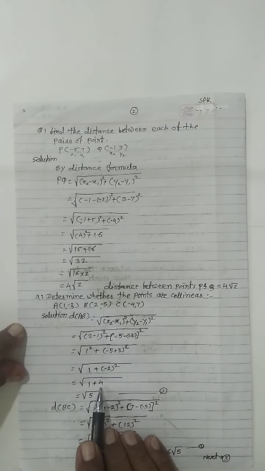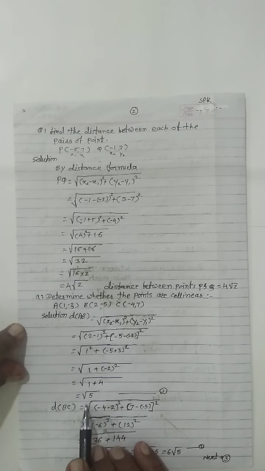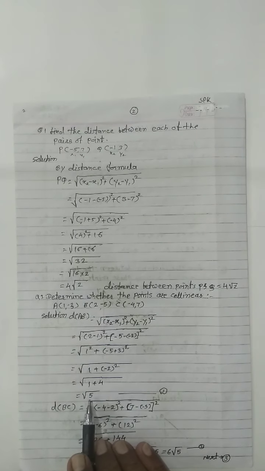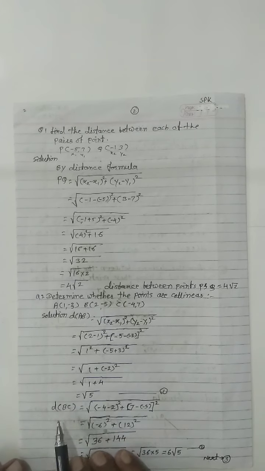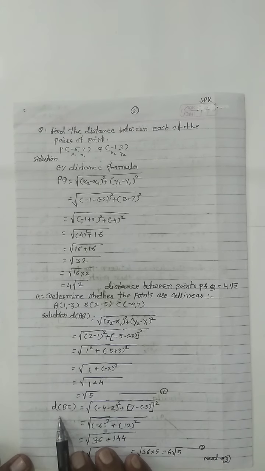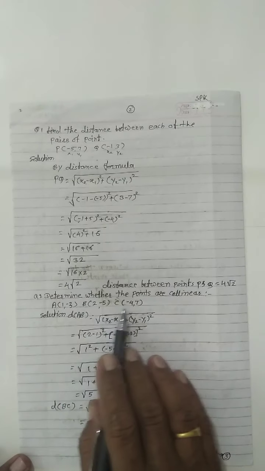The square of -2 is 4. Then 4 plus 1 is under root 5. The distance AB equals under root 5, that is equation number 1. Then find the distance BC.